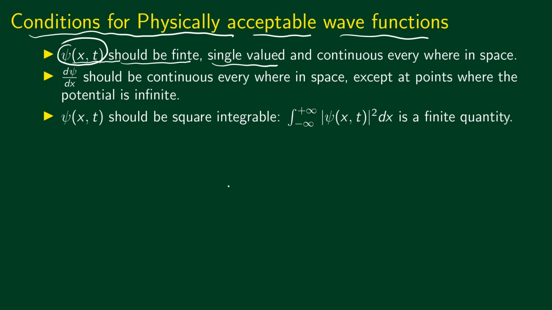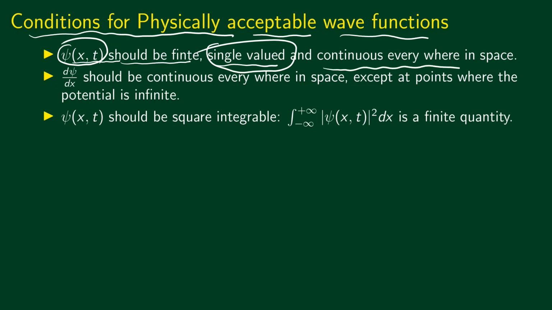For example, if you have some weird function like this, this cannot be a wave function, because if we take a point here, we see that this function predicts 3 values at a particular point. This is not allowed. That's what we mean when we say that it is single valued everywhere, which means that corresponding to every point in space, the wave function should return exactly one complex number.